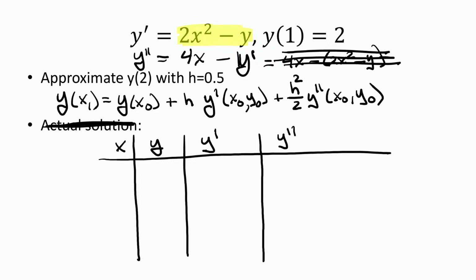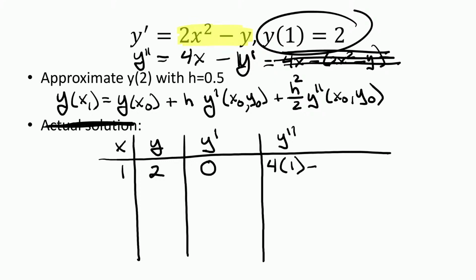Okay, let's go ahead and fill in the table now. So we're starting with y of 1 equals 2. When x equals 1, y equals 2. We've already done the slope. We did that on the previous slide. Okay, let's see if we can do this. The second derivative, notice the second derivative is 4 times x, 4 times 1, minus the first derivative. So that's 4.